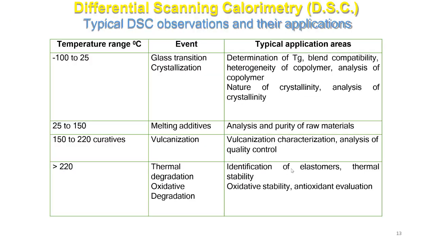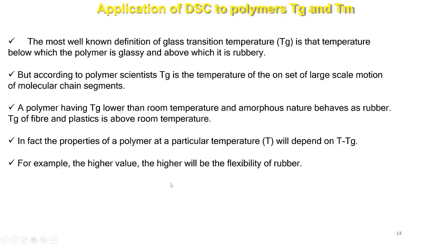So with the DSC, we observe from around -100 to 25 degrees the glass transition or crystallization. Then from 25 to 150 degrees centigrade, we observe the melting of additives. Then from 150 to 220, the curatives, the vulcanization event will be observed, and above 220 thermal degradation or oxidative degradation will occur. So the application is that it gives us an idea about the glass transition temperature and the melting temperature of the material, and the crystallization can also be detected.